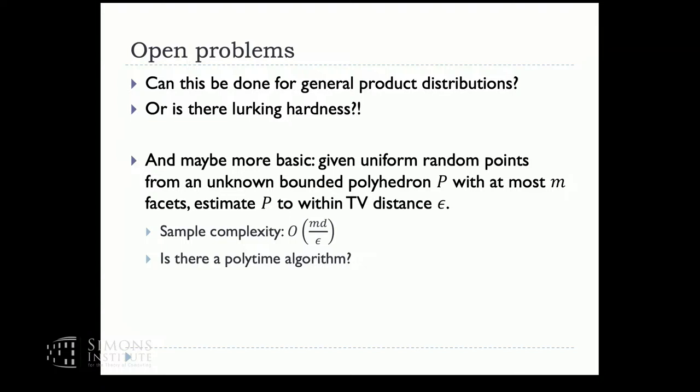Is there a polytime algorithm? We don't know it without noise either, by the way. Without noise is open, with noise is open. We know how to do cubes. Maybe we know how to do simplex. That's a set of cubes or parallelepipeds.